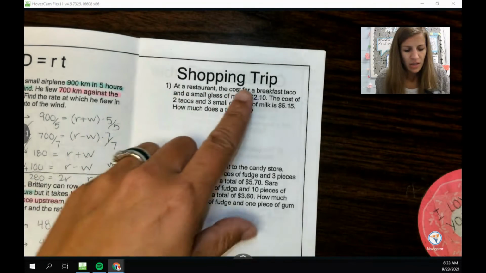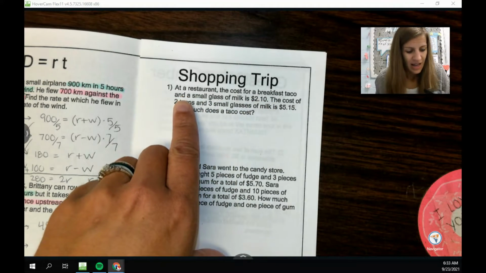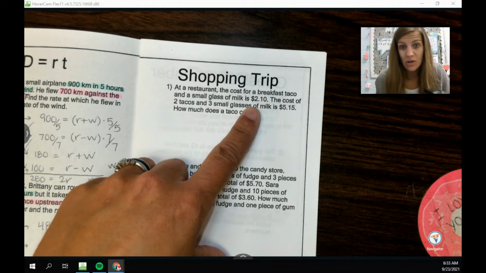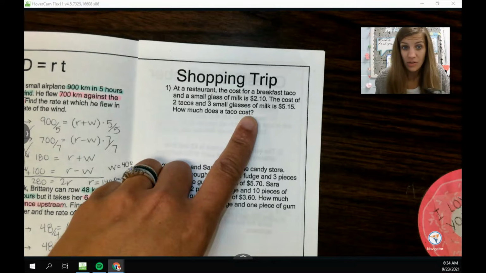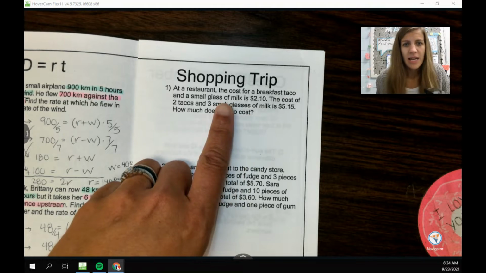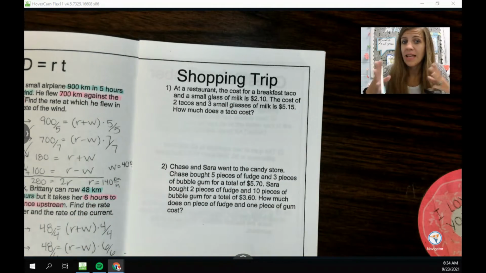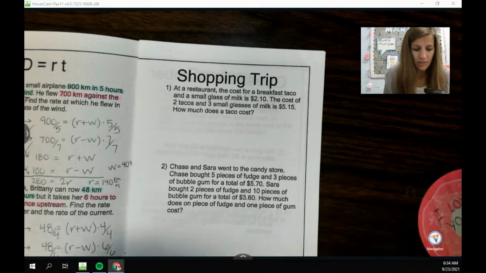At a restaurant, the cost for a breakfast taco and a small glass of milk is $2.10. The cost of 2 tacos and 3 small glasses of milk is $5.15. How much does the taco cost? So again, you can see there, I go one time and I get this item, that item, it costs this much. But then I do a different thing where I buy the same items but just different amounts.